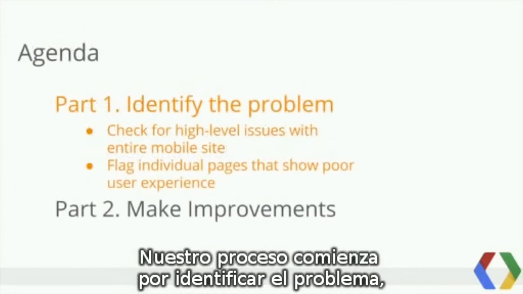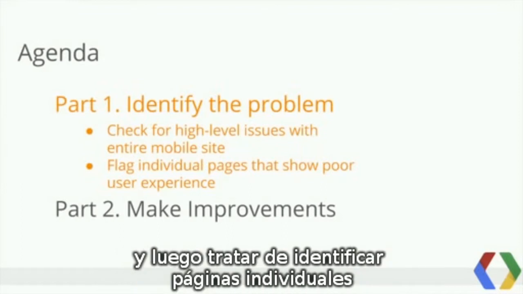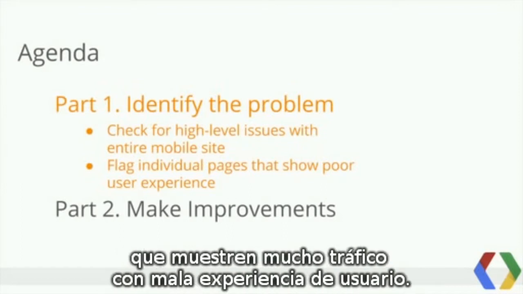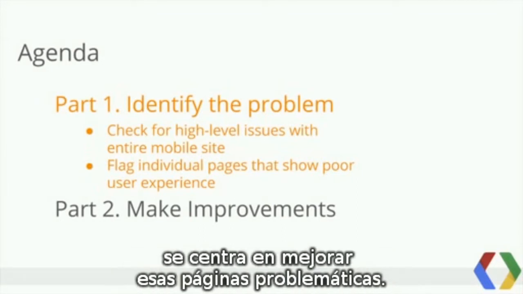Our process begins by identifying the problem. First checking for high-level issues with our mobile site, then looking to flag individual pages that show high traffic with a poor user experience. The last half of the video focuses on making improvements to those problematic pages.